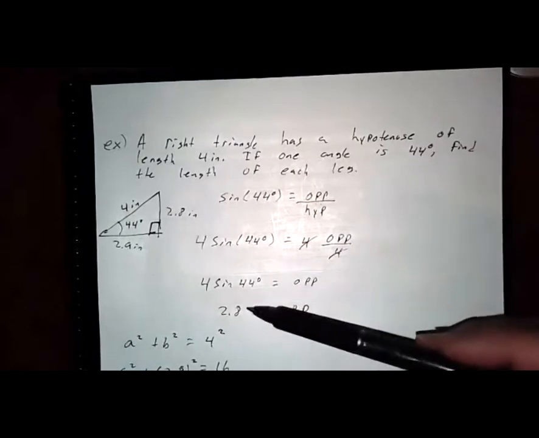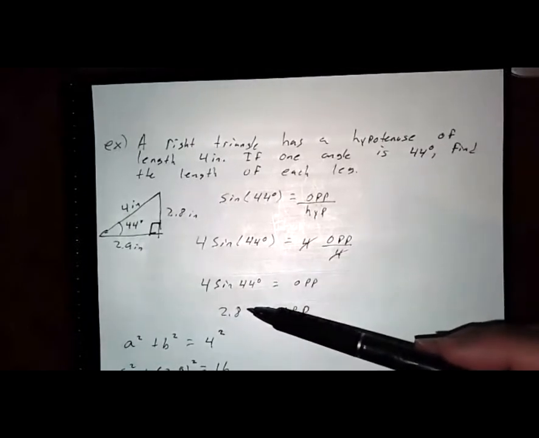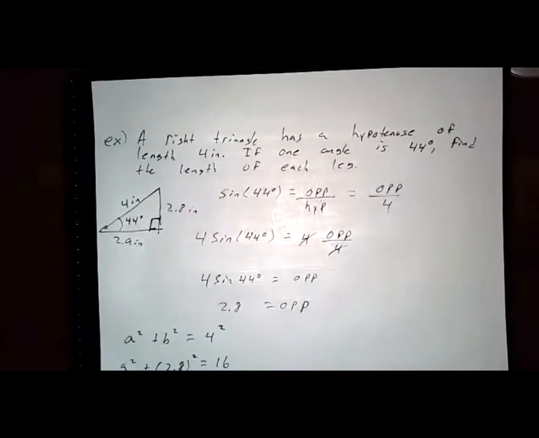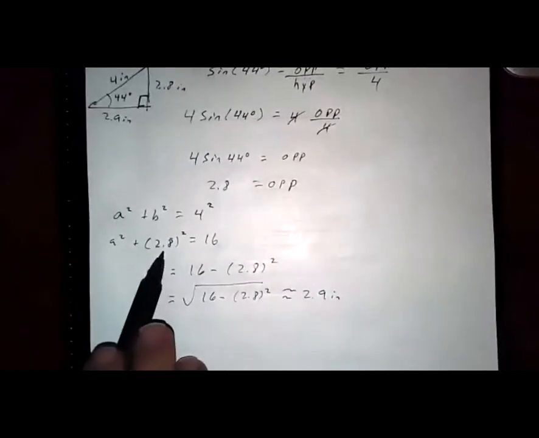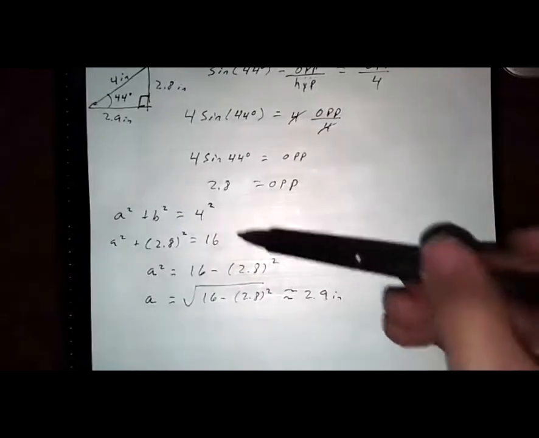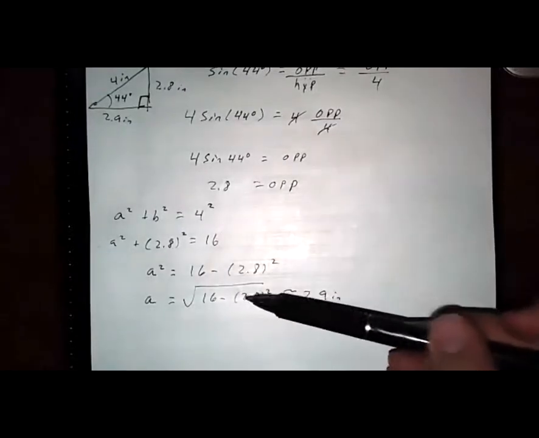We found the first leg, 2.8, using the opposite over hypotenuse idea, right? So this is opposite over 4. So we just solved for the opposite. We got this. So now plug this guy into your Pythagorean theorem here, and then solve for A. That's all we did here, is solve for A. Once you have A, that is the missing leg.